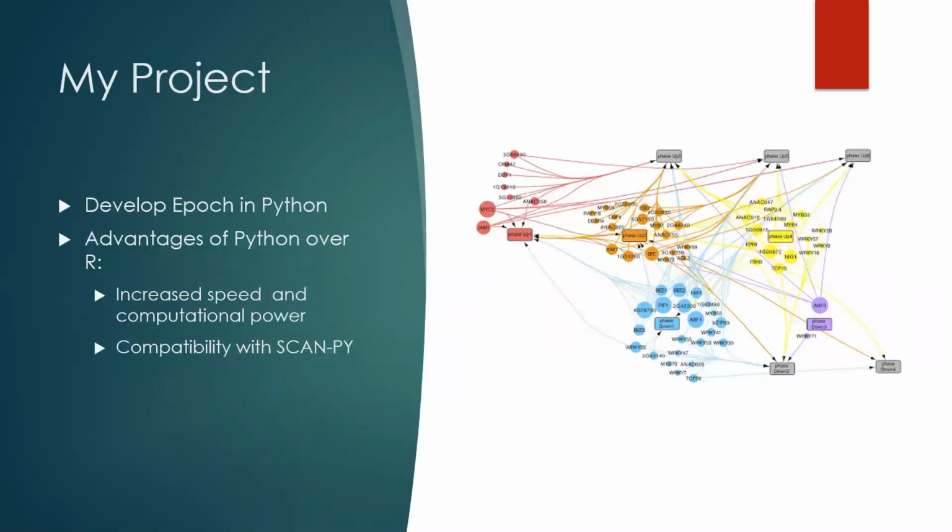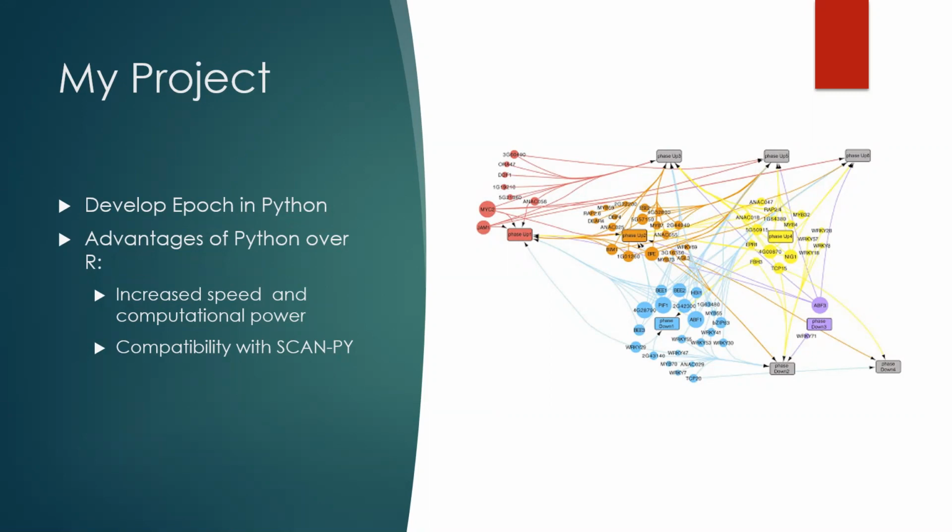This now brings us to my project. The goal of my project is to take the EPIC algorithm that we have in R and translate and develop it in Python. There are two main reasons why we believe having EPIC in Python will be advantageous over R. First, we believe that having a tool in Python will increase the speed and the computational power, potentially speeding up some functions in the tool.